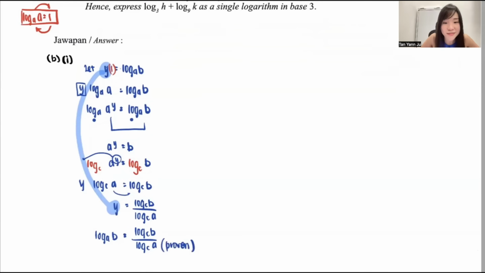Understand it, right, my dear? So you see the whole process, I didn't use anything special. I just used back whatever basics we know, which is same base and one-to-one. So try to make them same base, okay?